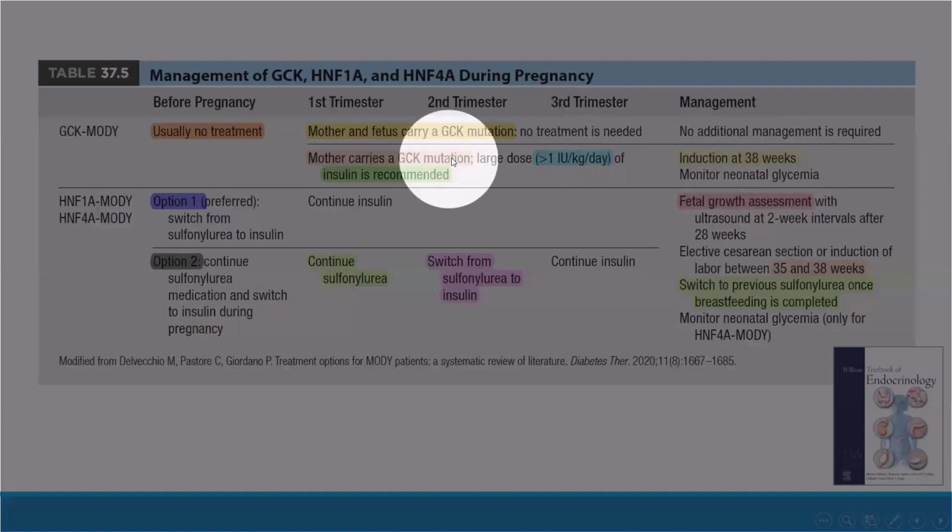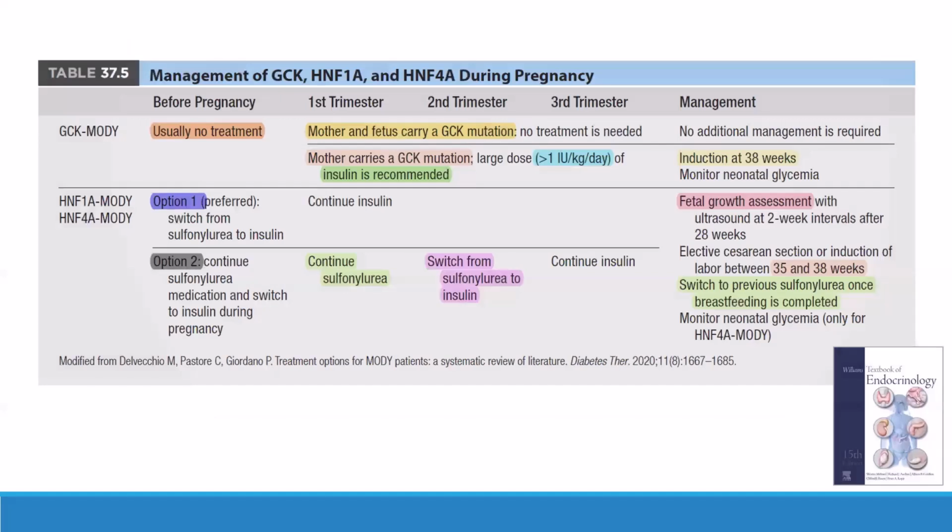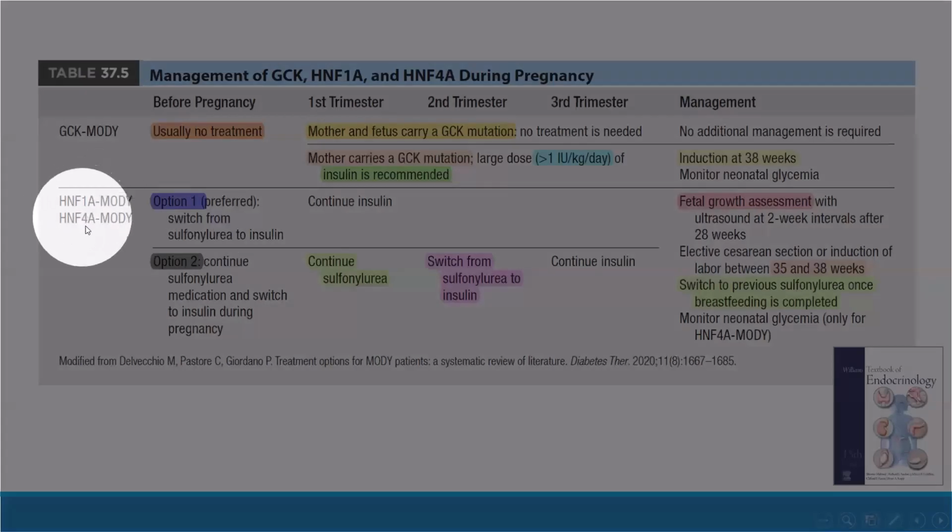So I say, with glucokinase during pregnancy, if we have elevated fasting glucose, insulin is required in this dose. What about HNF1 alpha and HNF4 alpha?